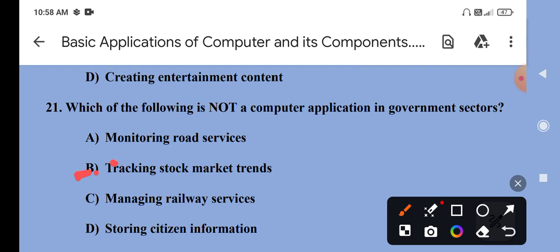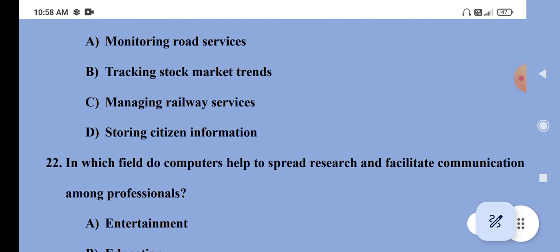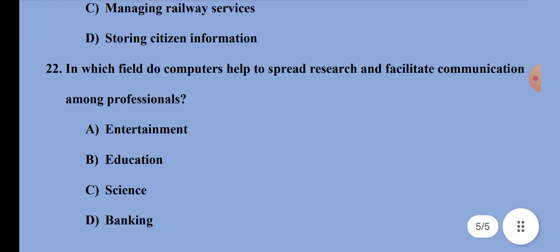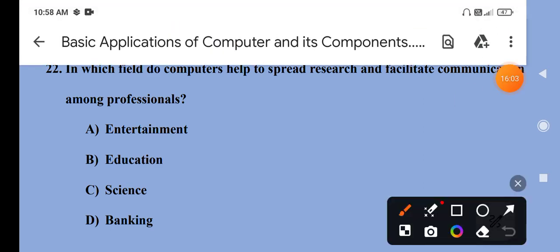The rest are applications, except option B. After that, in which field do computers help to spread research and facilitate communication among professionals? Option A, entertainment. Option B, education. Option C, science. Option D, banking. The right option to this question is science. Computers aid in science by sharing research findings and enabling communication among researchers. So we can go with option C.